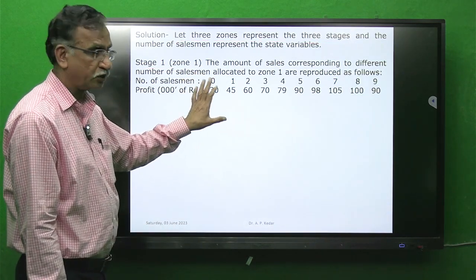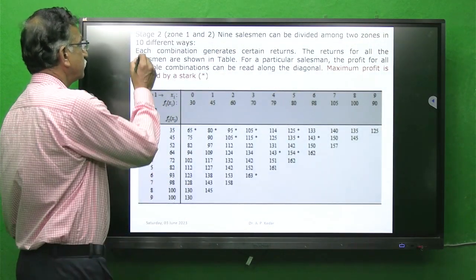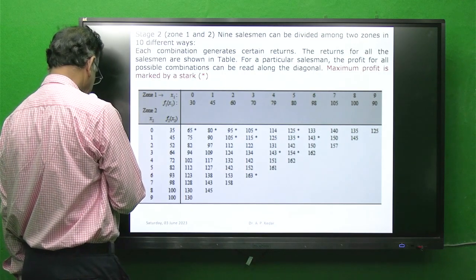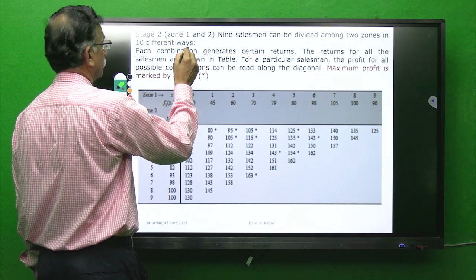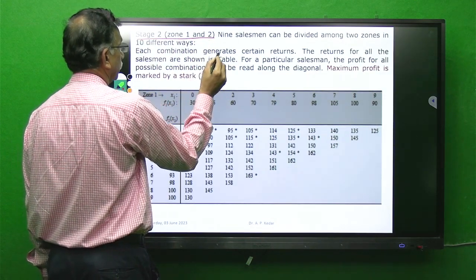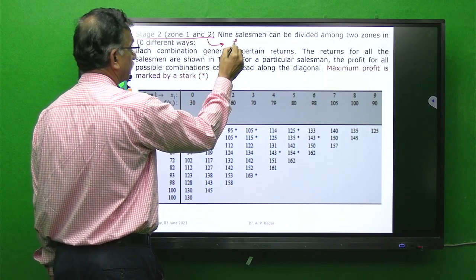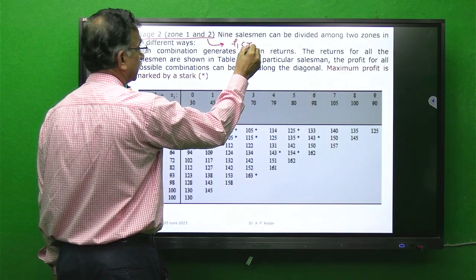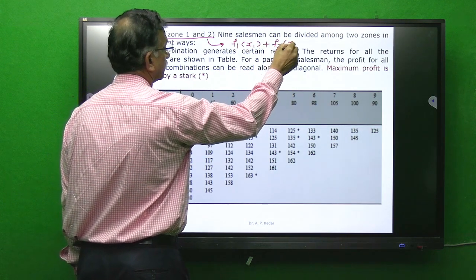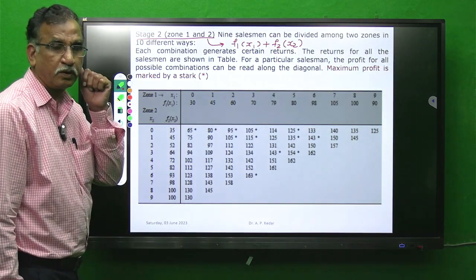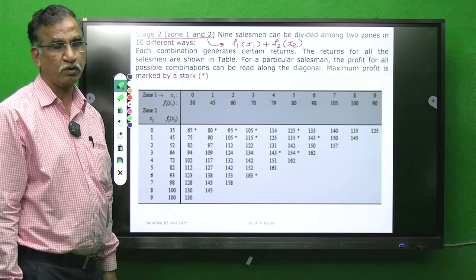See, now this is the stage 1. Now this is very important, this is stage 2. As said in previous slide, this stage 2 will be for zone 1 and zone 2, which will be giving you f1 x1 plus f2 x2, that is written from first and second, and then we will see which combination is giving optimal.